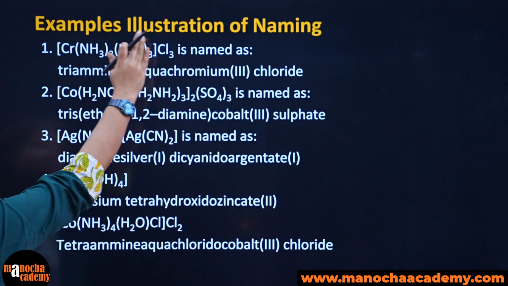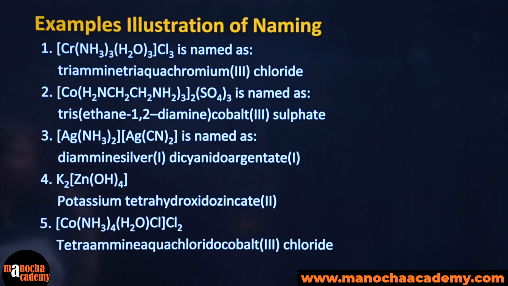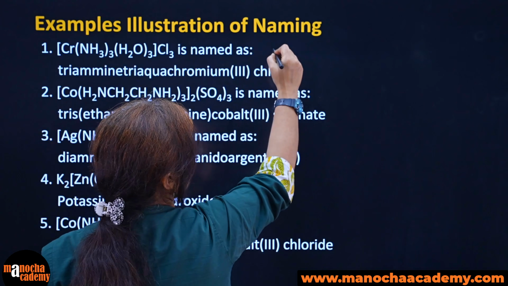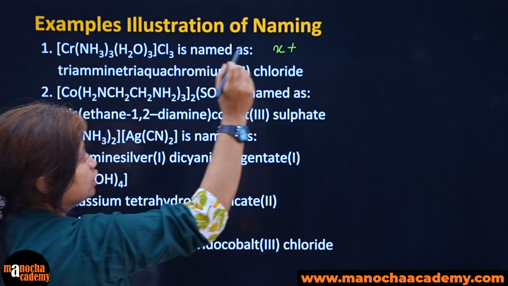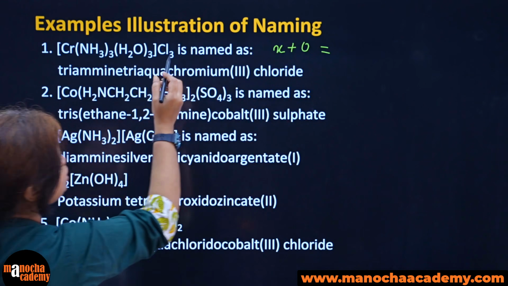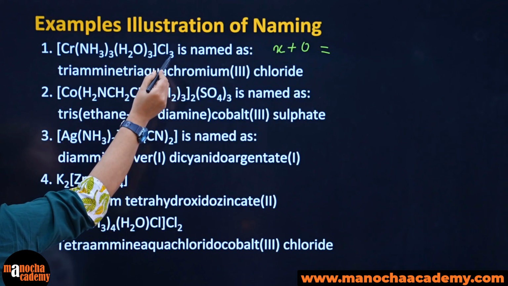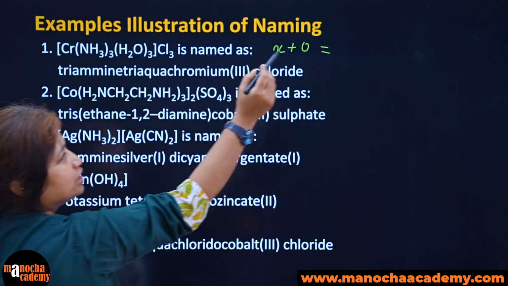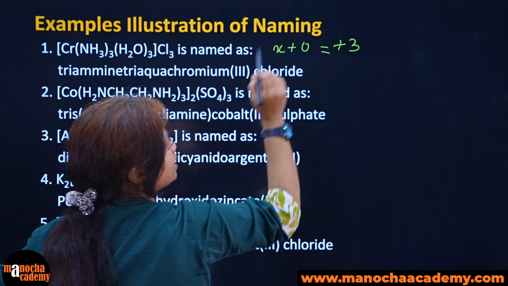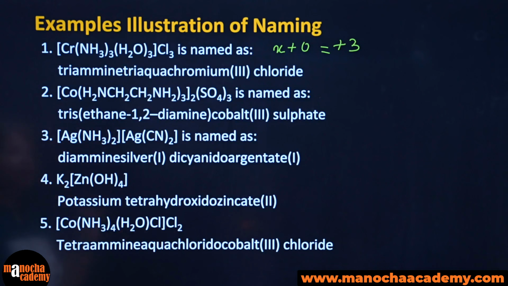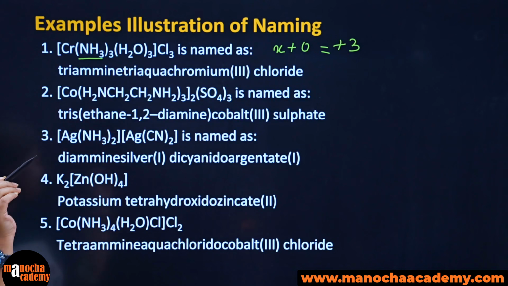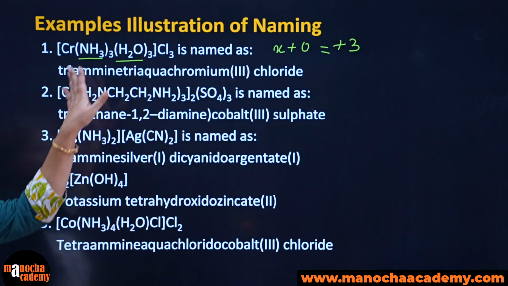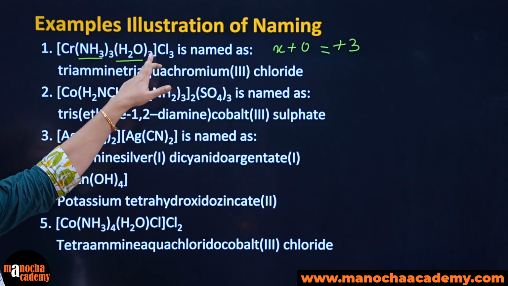Now look at this complex. First thing is to find the oxidation number. Chromium I take as X. Ammonia is neutral, water is also neutral, so plus 0. Total charge you can see here is 3, so the total charge of the coordination sphere is plus 3. So the oxidation number X is plus 3. This ammonia we name as ammine, AMMINE. This water we name as aqua. These are simple ligands.